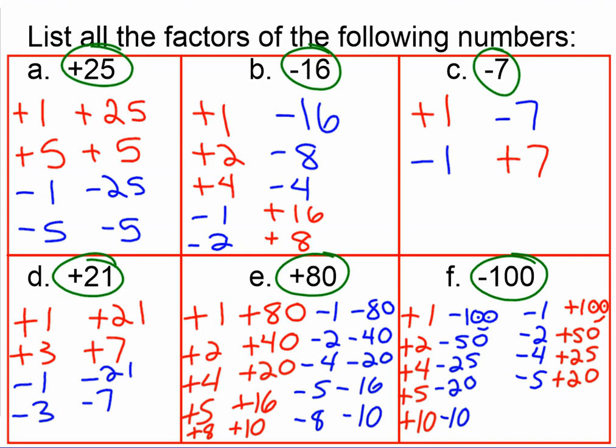And there you have the factors of -100. Of course, there's going to be a lot of these, but remember, when you're multiplying to a negative, you need both a positive and negative factor.